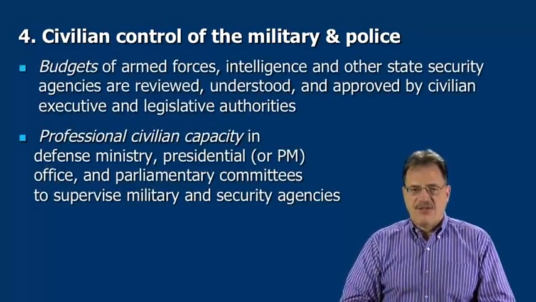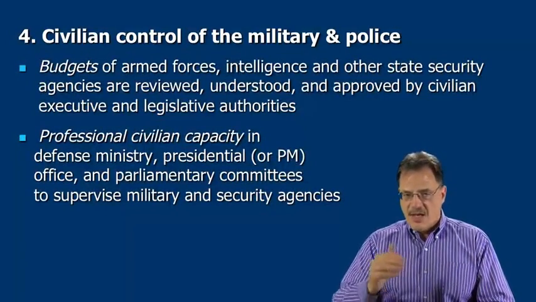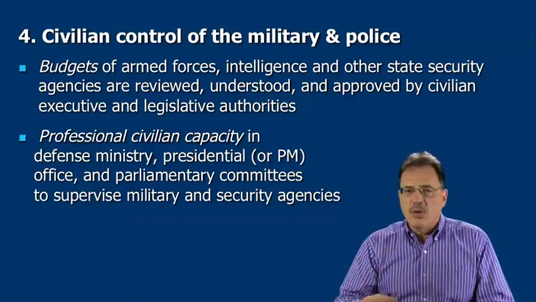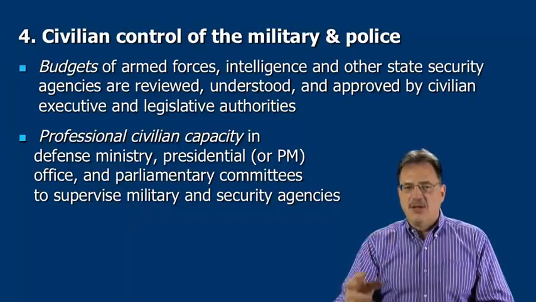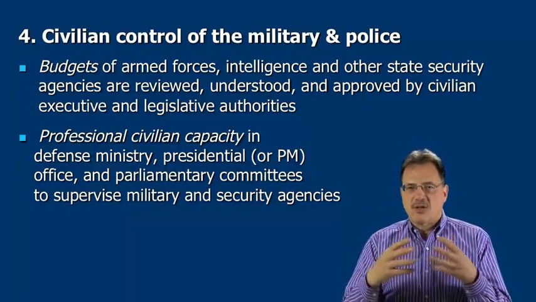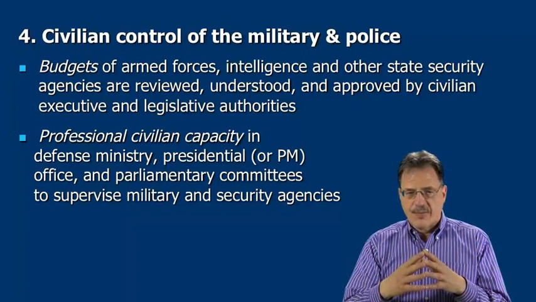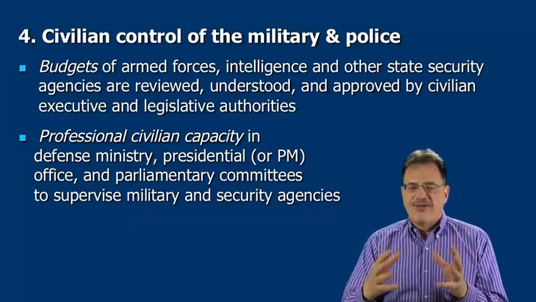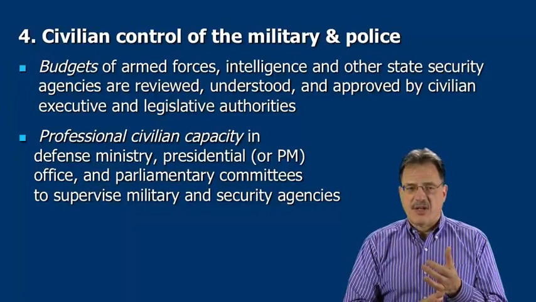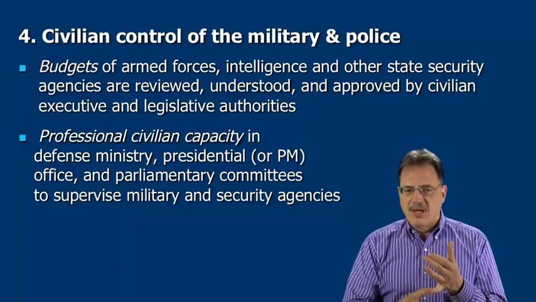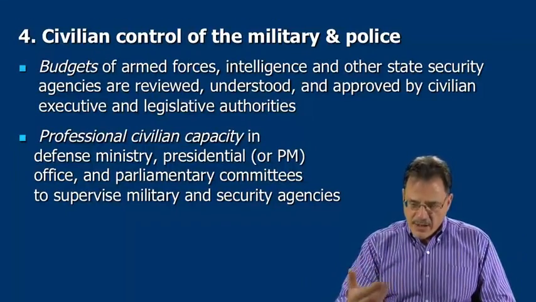A deep structure of civilian control involves the budgets of the armed forces and the intelligence and state security agencies being reviewed, being understood, being approved, and ultimately set by civilian authorities with expertise or with advisors who have expertise in the executive and legislative branches. This requires building up professional civilian capacity in the defense ministry, which should be headed by a civilian, in the office of the president or the prime minister, and in parliamentary committees that begin to develop some expertise and monitoring capacity of their own.